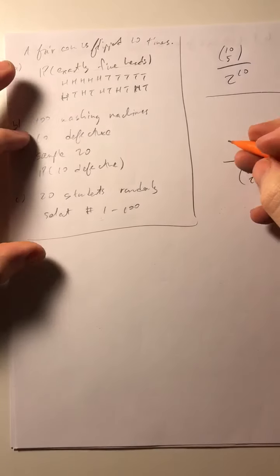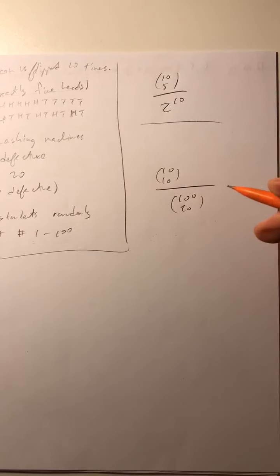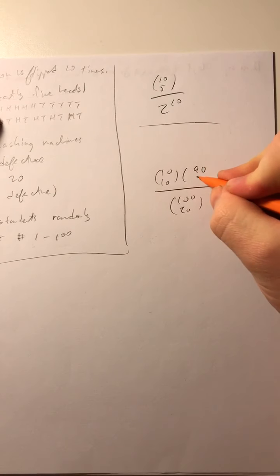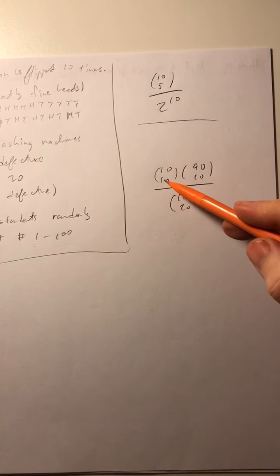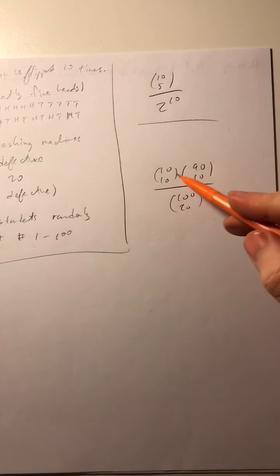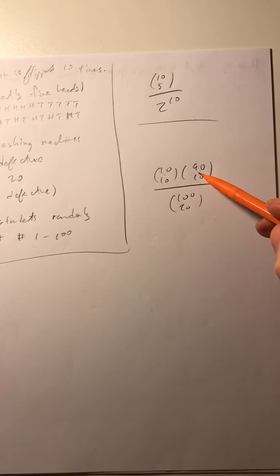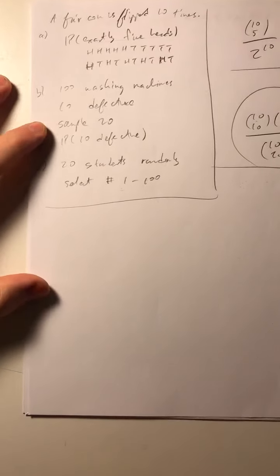Okay. So how many ways are there for me to reach in and grab 10 defective and 10 non-defective? Well, there are 10 defective washing machines overall, so there are 10 choose 10 ways for me to reach in and grab 10 defective ones, which is just 1. And then there are 90 choose 10 ways for me to reach in and grab 10 non-defective ones. Choosing in stages, I just multiply. This times this is the total number of ways for me to reach in and grab 20, 10 from the defective group and 10 from the non-defective group. So there's my answer for B.